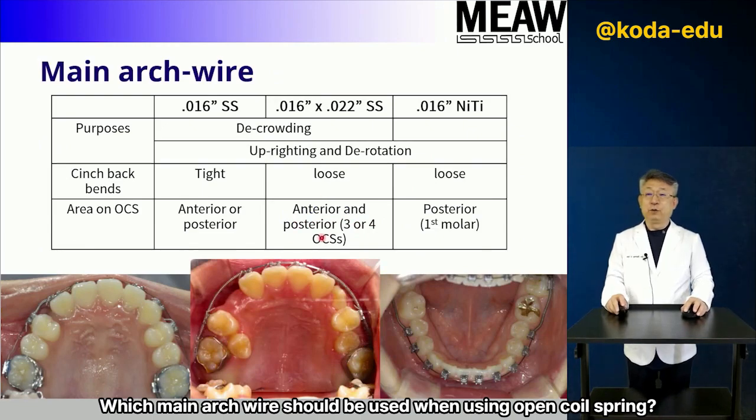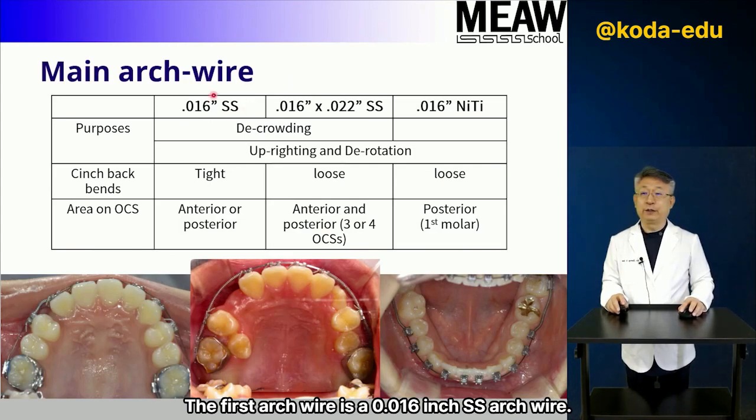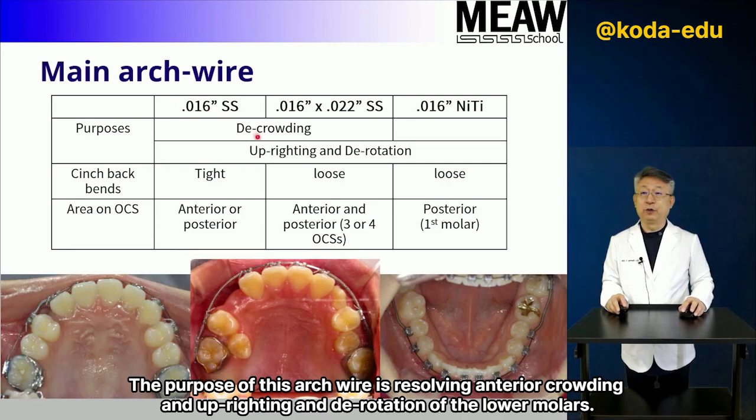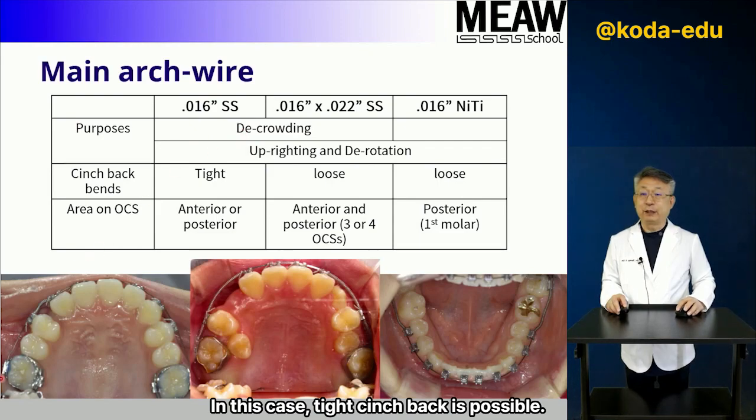Which main archwire should be used when using open coil spring? I mainly use three types of archwire. The first archwire is a 0.016 inch SS archwire. The purpose of this archwire is resolving anterior crowding and uprighting and derotation of the lower molars. In particular, the 0.016 inch SS archwire is mainly used to create space to resolve anterior crowding. In this case, tight cinch back is possible.